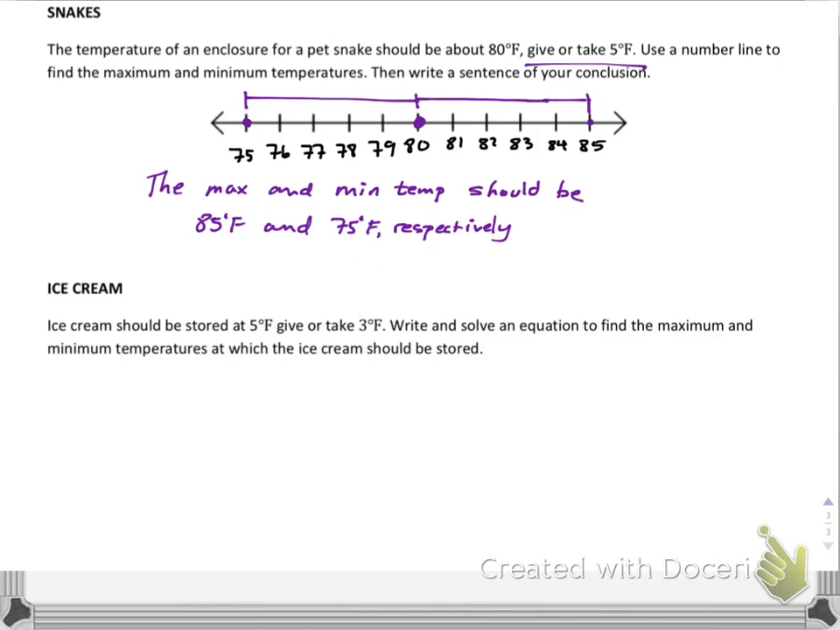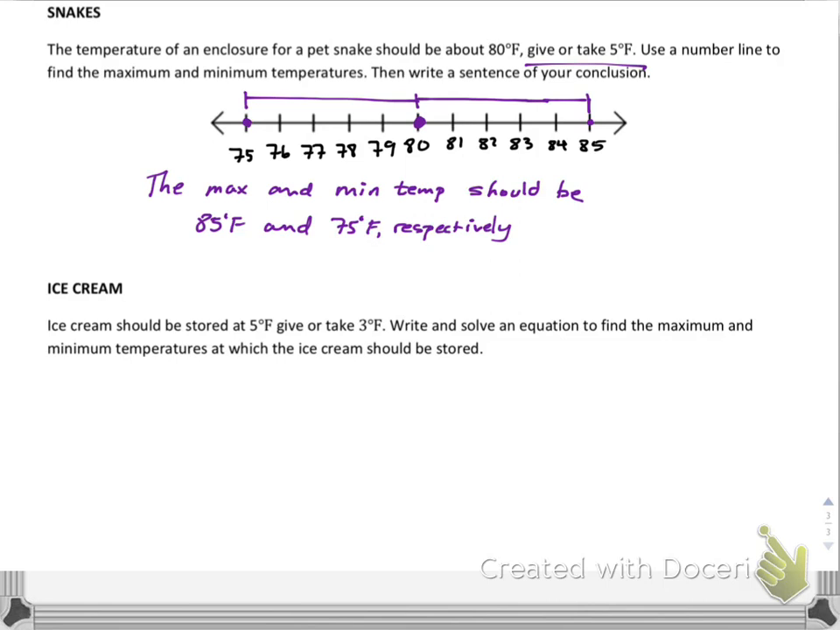Try the ice cream one on your own. Ice cream should be stored at 5 degrees, give or take 3 degrees Fahrenheit. Write and solve an equation to find the maximum and minimum temperatures at which the ice cream should be stored. So this one is actually saying, without using a number line, write an equation. You know what? I'll do this one together with you.